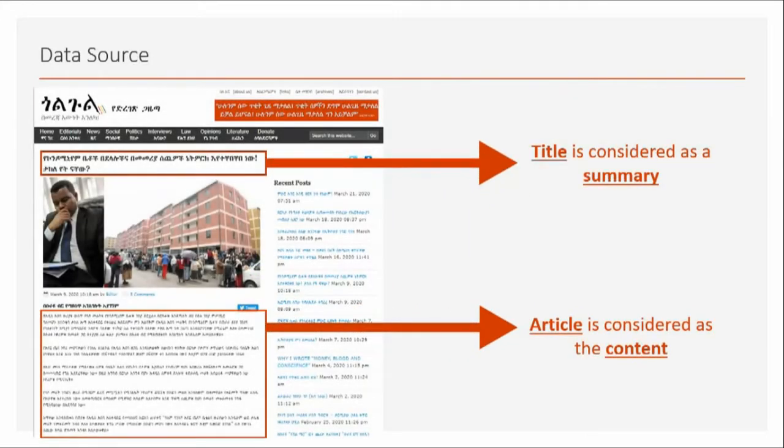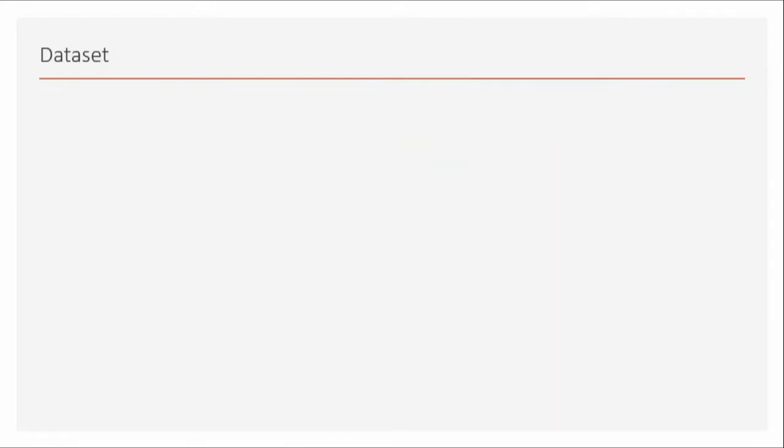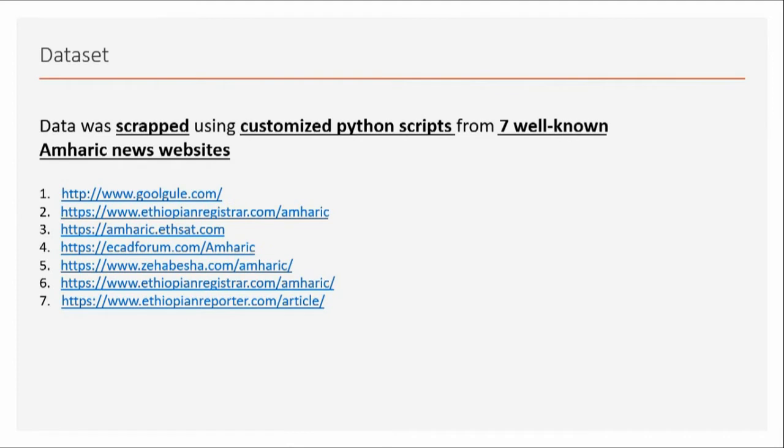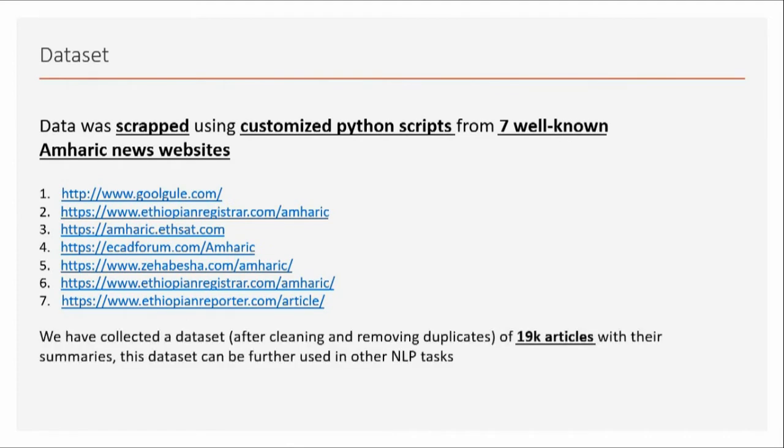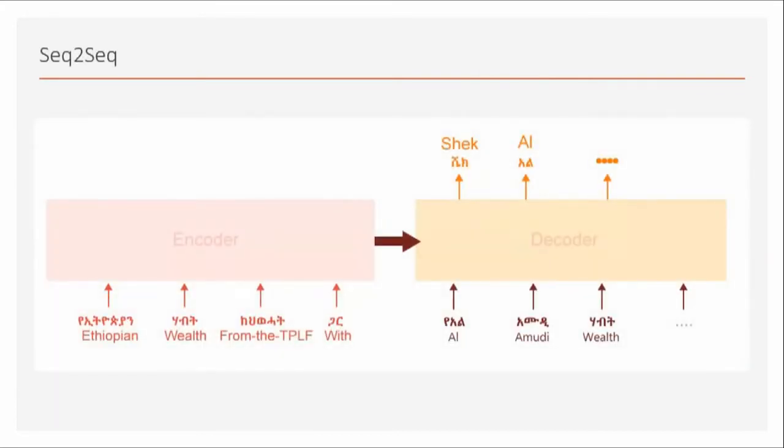Data used for this task comes in a form of news articles as long text, where their titles are used as their summaries. We have built our own dataset for this task by scraping Amharic news websites, collecting around 19,000 articles. We have also trained our own word embedding model using this dataset. This task is considered as a sequence-to-sequence problem, where we build a deep model to map between the input article and the output title summary.